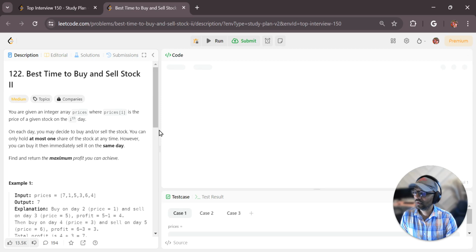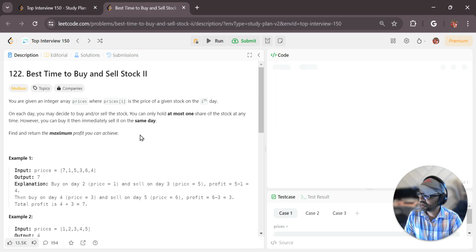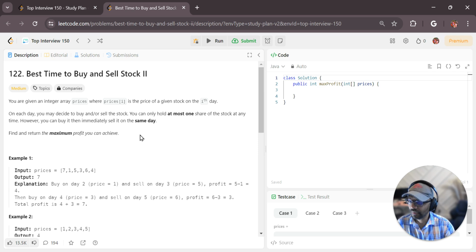Okay, so let's read the problem and make sure we understand what the problem is. So you are given an integer array prices where prices[i] is the price of a given stock on the ith day. On each day, you may decide to buy and/or sell the stock. You can only hold at most one share of the stock at any time. However, you can buy it, then immediately sell it on the same day. Find and return the maximum profit you can achieve.